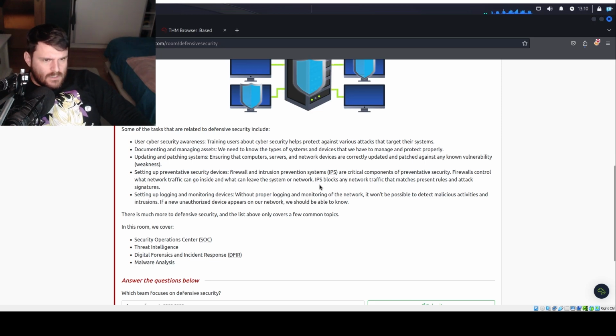So, IPS blocks any network traffic that matches preset rules and attack signatures. Setting up logging and monitoring devices: without proper logging and monitoring on the network, it won't be possible to detect malicious activity and intrusions.